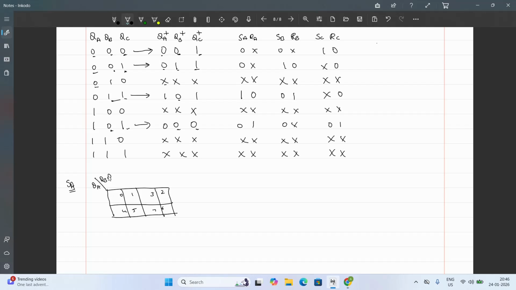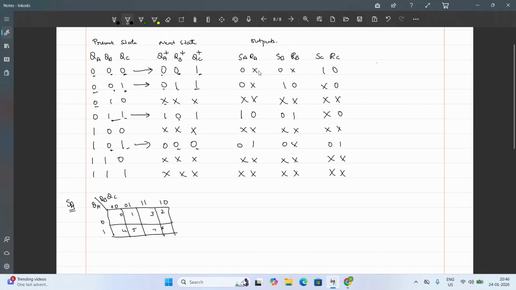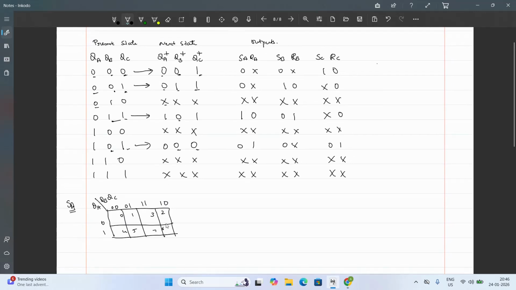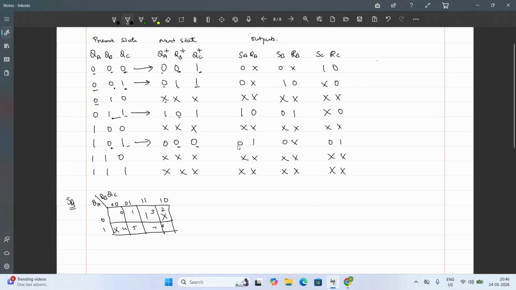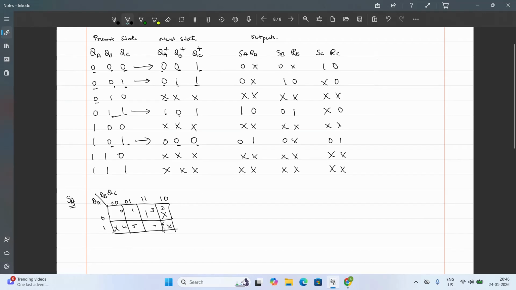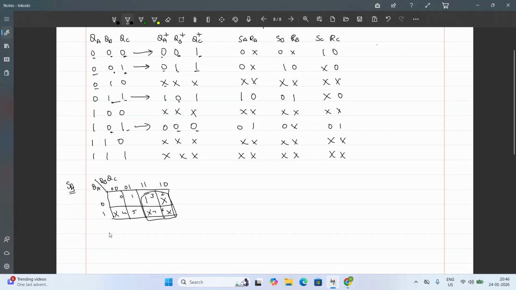QA, QB, QC: 0, 0, 0, 1, 1, 1, 1, 0. For SA, 0 is 0, 1 is 1, for 2 you have X, 3 is 1, 4 is X, 5 is not there, 6 and 7 you have X. So here you get a quad. So your SA will be equal to QB.